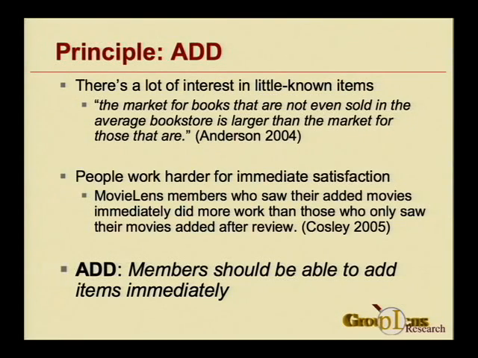Moreover, people work harder for immediate satisfaction. One of the big complaints on MovieLens from its users is that it doesn't have the movies that the user wants to rate. It doesn't have my movie, says the movie fanatic. So in 2005, Dan Cosley ran an experiment with MovieLens users where he allowed them to add movies. And he separated them into multiple experimental groups. One group got to see the results of their addition immediately. Another group got to see the results of their addition only after someone else reviewed it. And people who saw the results of their addition immediately did more work. So our second principle is add. Members should be able to add items immediately.